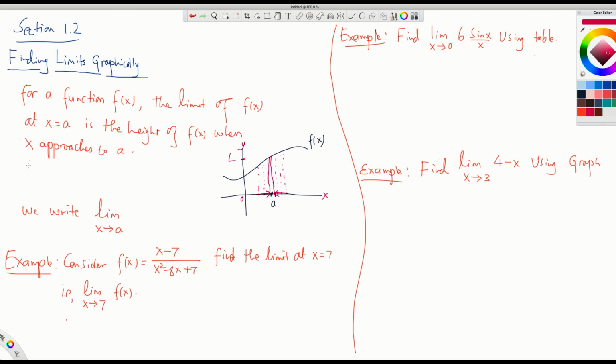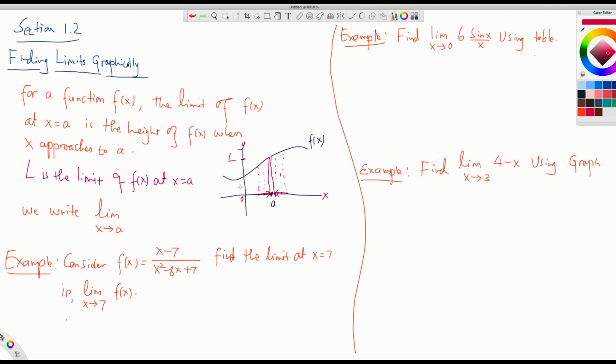That's what we call L: the limit of f(x) at x equals A. Again, the function may or may not have a height, a value, at x equals A. For example, if the function has nothing at x equals A, if there is a gap or a break, the function is not continuous, but still the limit can exist.